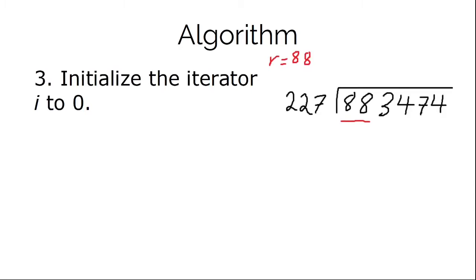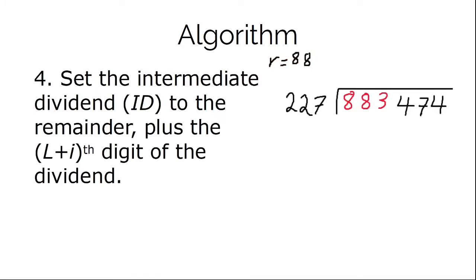Now, step 3, we initialize the iterator I to 0, so we're beginning to go into our iteration, iterating through each digit of the dividend. Now, step 4, set the intermediate dividend to the remainder.